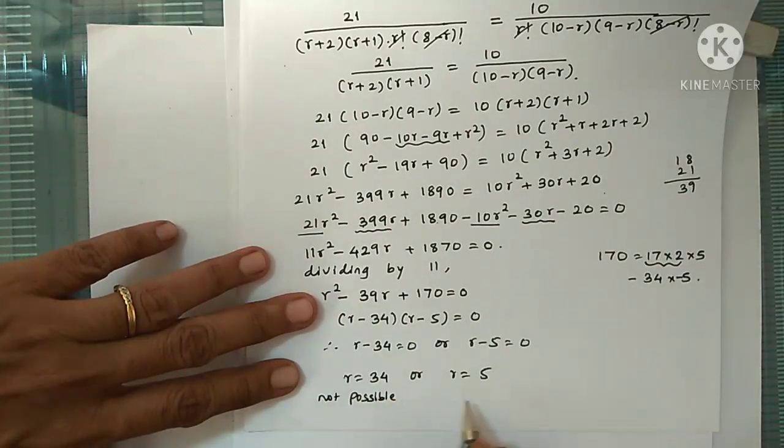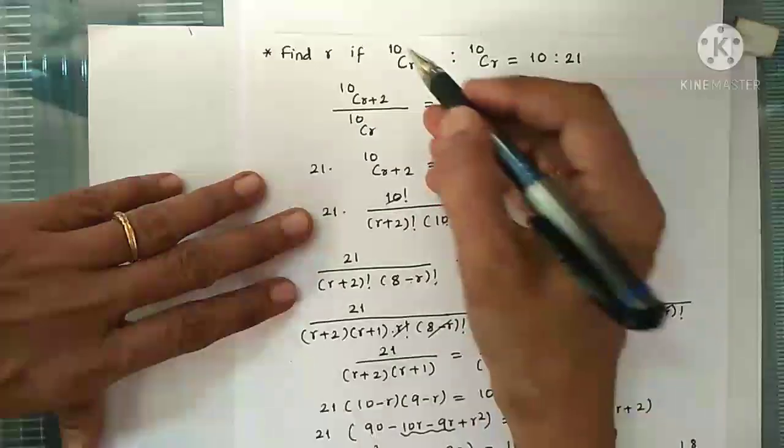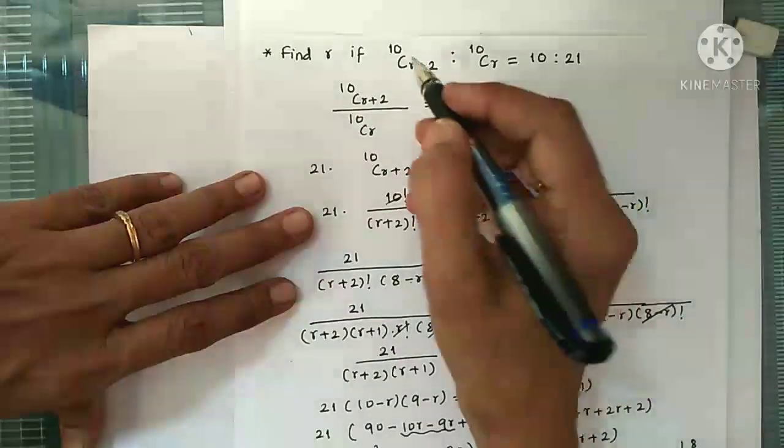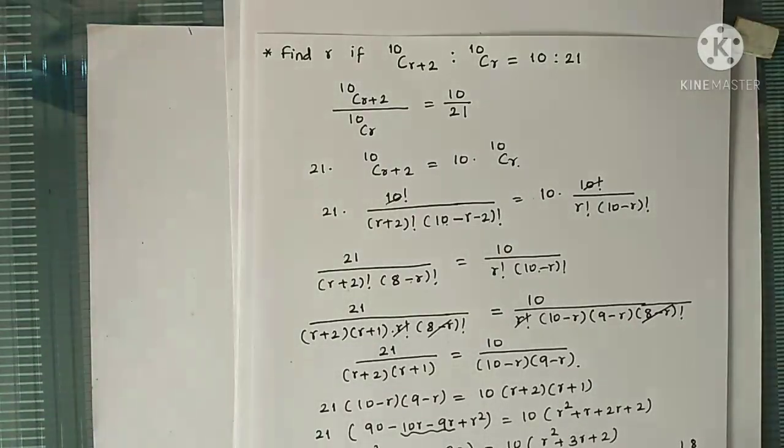So the only possible answer is r equals 5, as it is selection from 10 objects. So if we put 5 here, it is 10C7 and here it is 10C5. You can verify by finding 10C7 and 10C5 whether the ratio is 10:21 or not. So that is your homework. Okay.